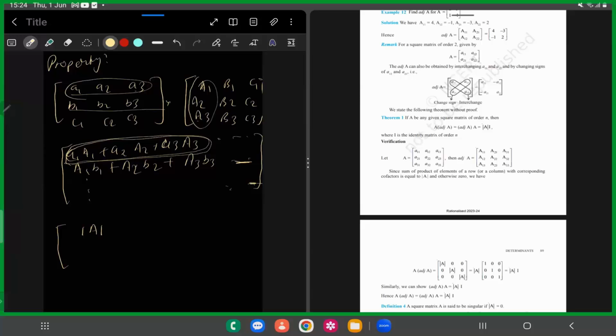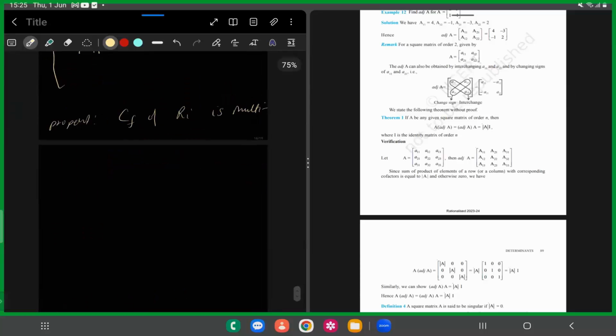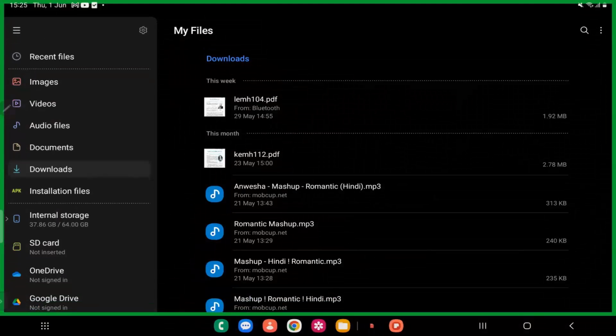Okay, and you also know that there is another property: if the cofactor of any row Ri is multiplied with row Rj of matrix A, then you know that this value is always equal to 0.